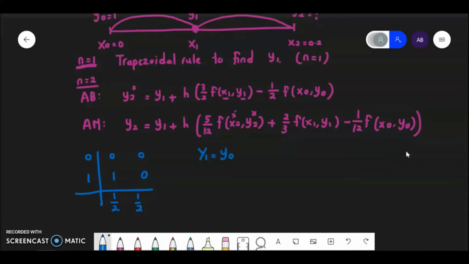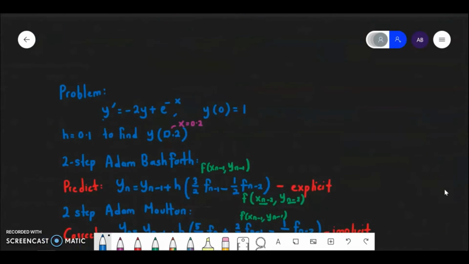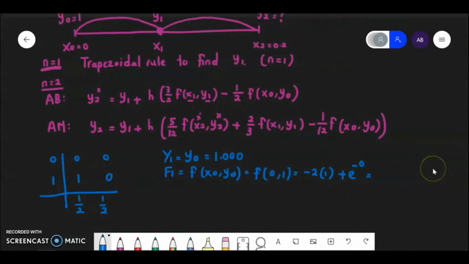y1 equals y0. What is f1? f of x0, y0. So this is 1, in 4 decimal places. This is f at x0, y1. So I have negative 2y plus e to the power of negative 0. This is the problem that you want to find the function for. Now I have already done this earlier on. So by quick calculator, you'll get minus 1.